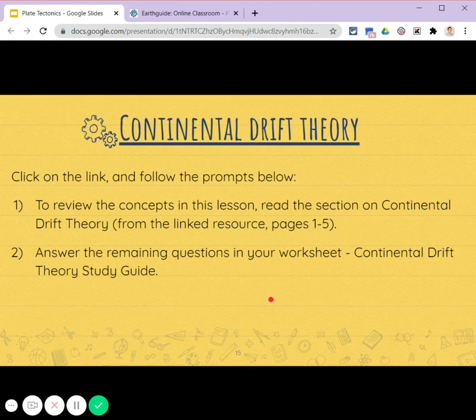Okay, so for now, we can once again click on this link and it should take you to our primary resource for continental drift or plate tectonics in general. So to review the concepts in this lesson, read the section on continental drift theory, pages 1 to 5 from the linked resource, and then answer the remaining questions in your worksheet, Continental Drift Theory Study Guide. And then once you're done, you can turn it in our Google Classroom on the specified due date or before the due date.